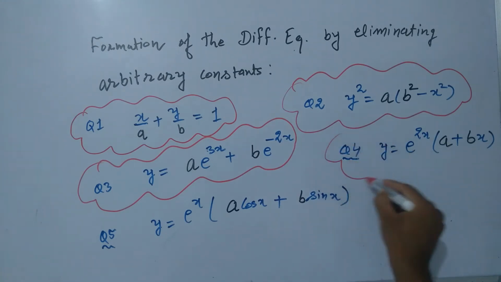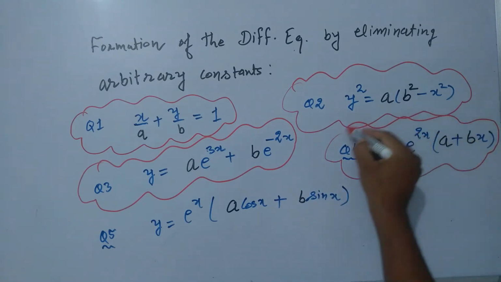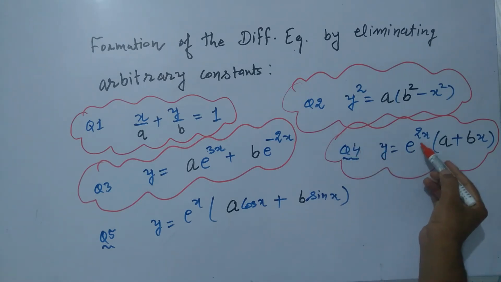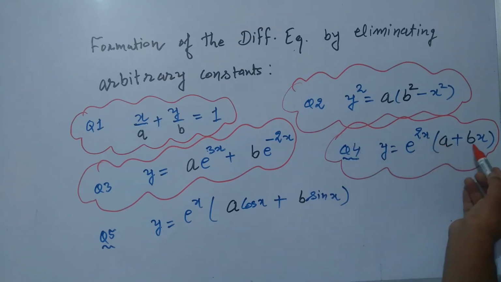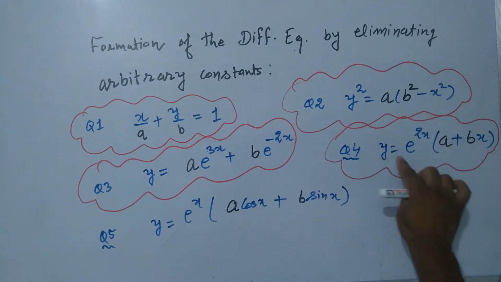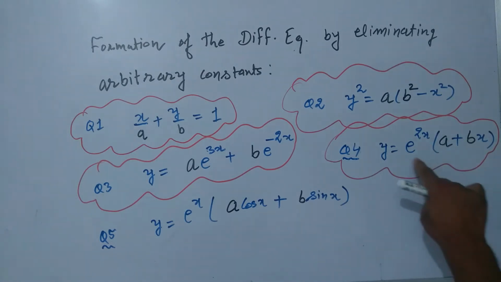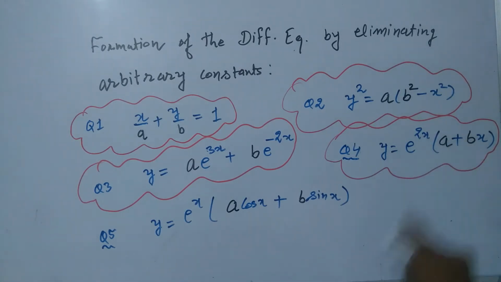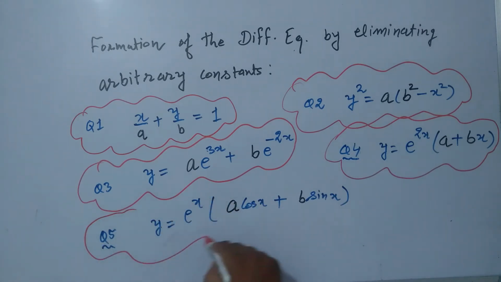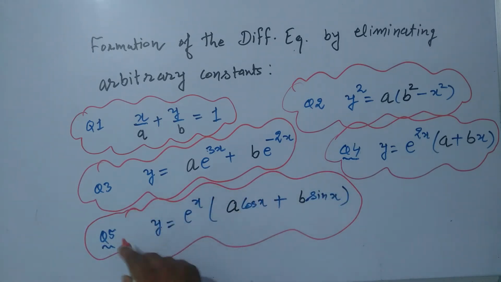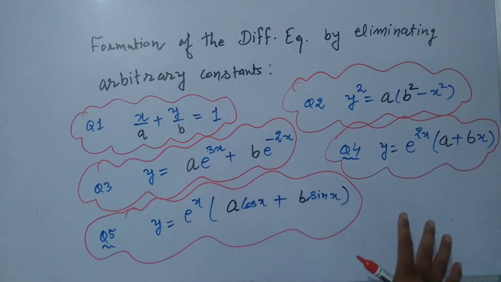Next question is question number 4. Here we have y is equal to e raised to power 2x into a plus bx. a and b are arbitrary constants. After differentiating one time or two times or three times, we can eliminate these arbitrary constants. Lastly, we have question number 5. In these examples, we are just trying to recognize what the arbitrary constants are. Thereafter we shall solve the questions on how to eliminate the arbitrary constants. Okay, now let us proceed.